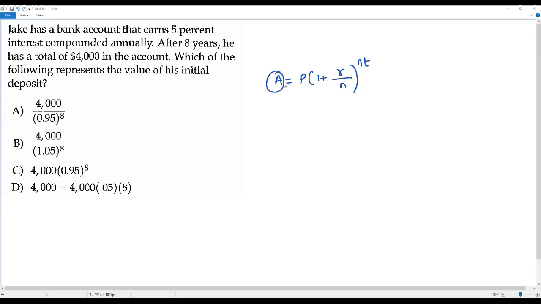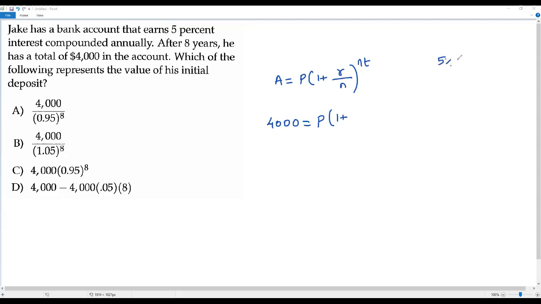Okay, here we know the value of A, that is the final value of the deposit, that is $4,000. We can plug in 4,000 for this A. And this P represents the initial value of the deposit, that is what we have to find. And 1 plus, so this r is the rate of interest in decimal. So the rate of interest is given, that is 5%.